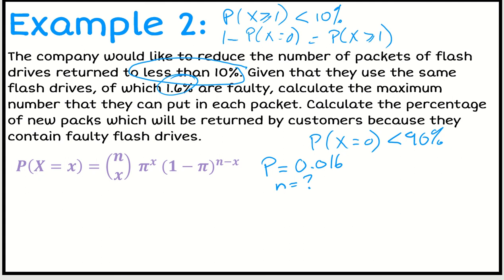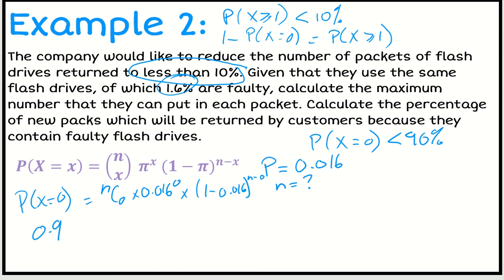Okay, so we'll do some working here. So we want this probability that X is equal to 0. Now remember, N choose 0 will go to 1, and our probability of 0.016 to the power of 0 will also go to 1. So then we've got our 1 minus 0.016 to the power of n minus 0. And so we want this to be less than 0.9. Those go away to 1, so I'm left with 1 minus 0.016 to the power of n.